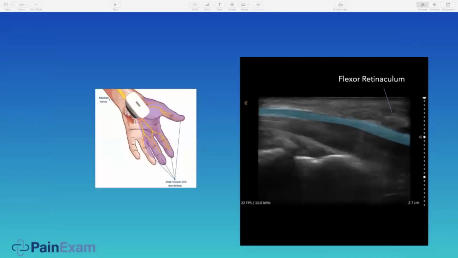Here is a longitudinal view. You have the flexor retinaculum. You're looking at the wrist, tracing the nerve as the nerve dives down below the flexor retinaculum. So I'm a little bit more distal here at the actual carpal tunnel. And you can see the thickening here.